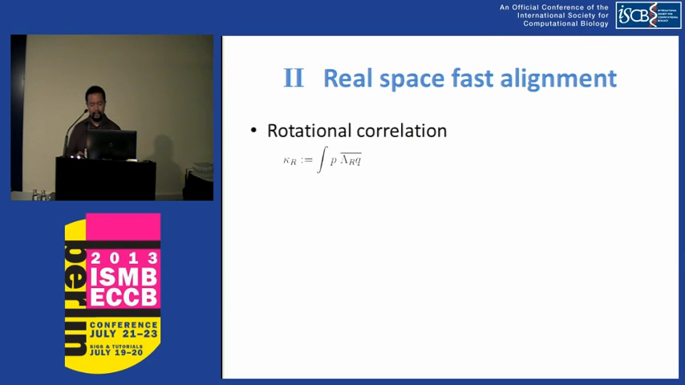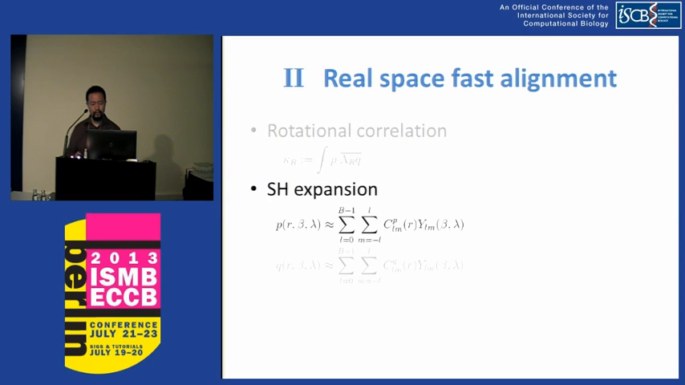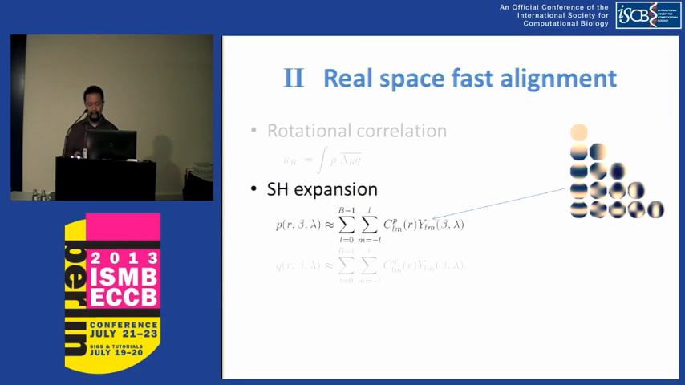And given such a rotation correlation in this form, we can express each function in P and Q using a spherical harmonic expansion, where Y is a set of orthogonal basis functions defined on a unit sphere, and C is the coefficients.